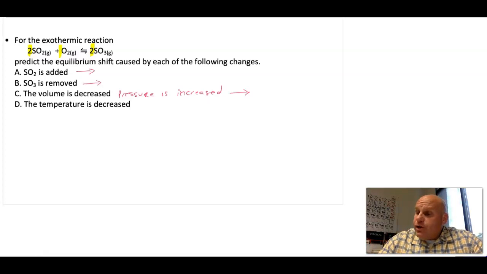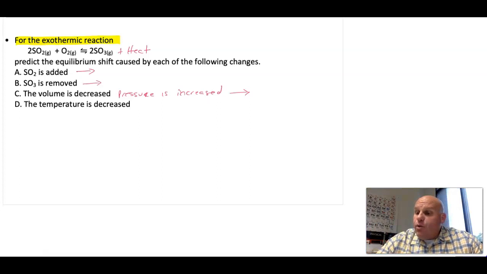Finally, temperature is decreased. Okay, so we said the first task here is to identify where the heat is located. Is it on the left or on the right? If you got to catch this here, this is an exothermic reaction. So that tells me that heat is over here on the right. It's a product. Exothermic produces heat.